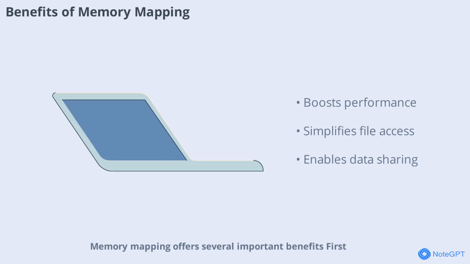Memory mapping offers several important benefits. First, it can greatly improve performance by reducing the need for slow file I/O operations. Second, it simplifies programming, since developers can access files as if they were arrays in memory. Third, it enables efficient sharing of data between processes, since multiple programs can map the same file into their address space. These advantages make memory mapping a powerful tool for building fast, scalable, and reliable software systems.